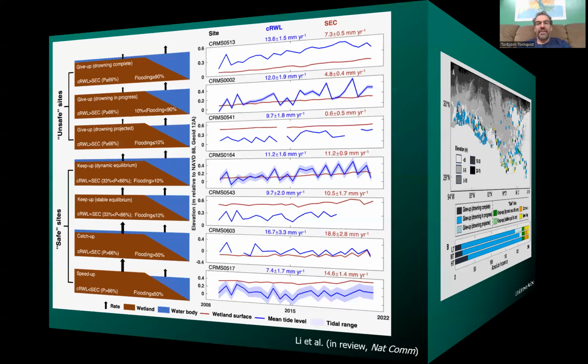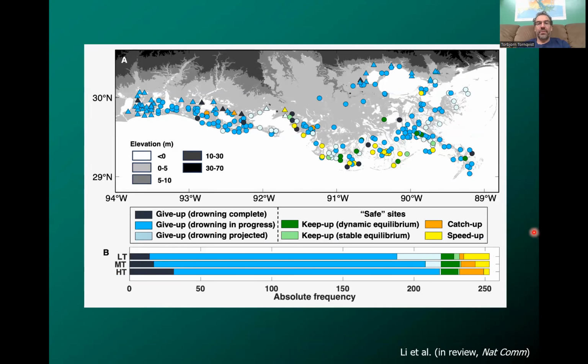And we will see that on this map, which shows that everything in blue or bluish colors is what we call give up, and everything in green, orange, or yellow is in one of those categories that we would consider safe. So some interesting patterns here. You can see that most of these safe sites are very close to the coast. That may have to do with sufficient sediment coming in from perhaps some storms. But the vast majority is in a significant deficit.